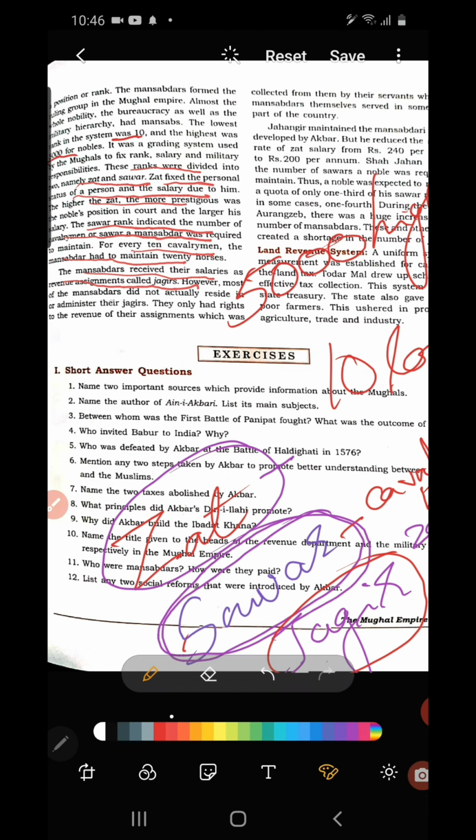Understood? However, most of the mansabdars did not actually reside in or administer their Jagir. They only had the right to the revenue of their assignment. They appointed farmers, they kept farmers there, who cultivated, and the mansabdars collected the profit from these farmers. That is called the revenue.